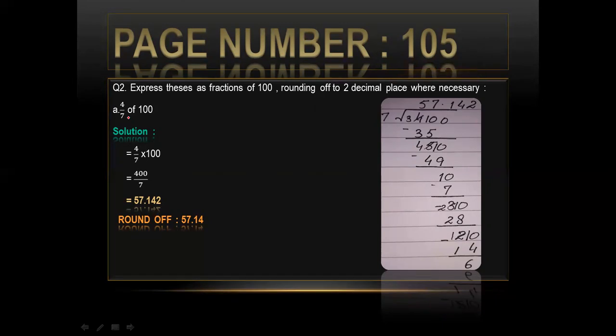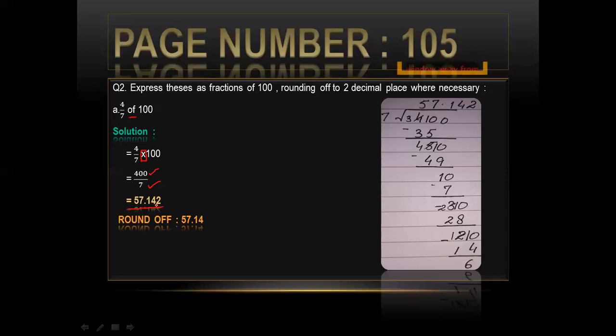The first part is 4 over 7 of 100. Here we only multiply with 100. Of means multiply. 4 over 7 multiplied by 100. 4 multiplied by 100 is 400 over 7. In the rough work, you see that I divide 400 by 7. The quotient is 57.142.